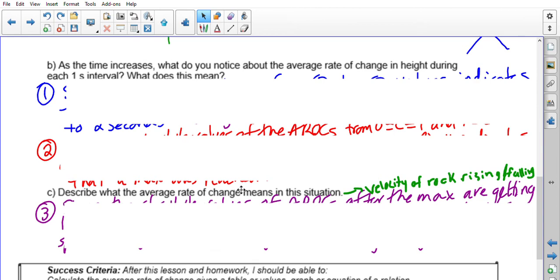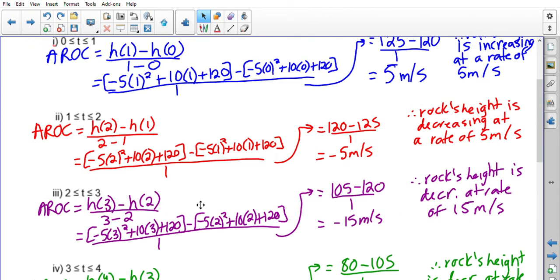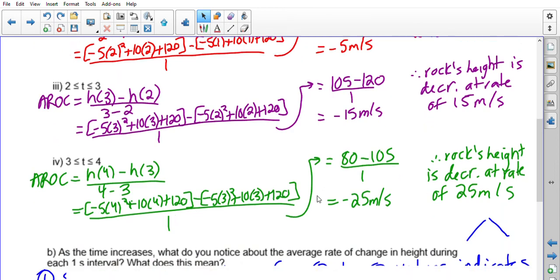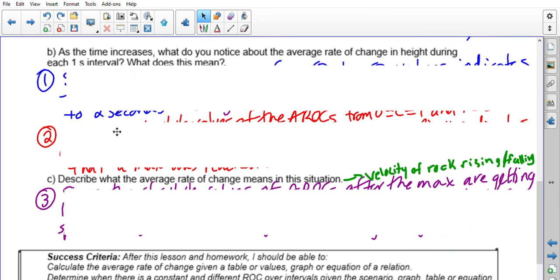It says, describe what the average rate of change means in this situation. So what it is really telling us is the velocity, so velocity is speed and direction. So it tells us the velocity of the rock as it's rising or falling, right? So how fast it's moving. So basically the rock's change in height over time. So if I gave you these numbers, what are the conclusions that you can make?